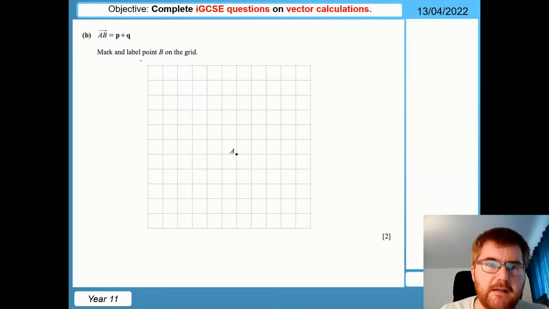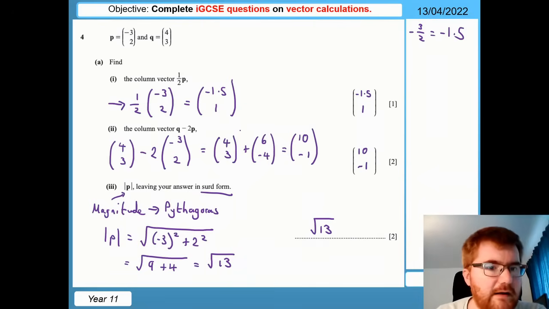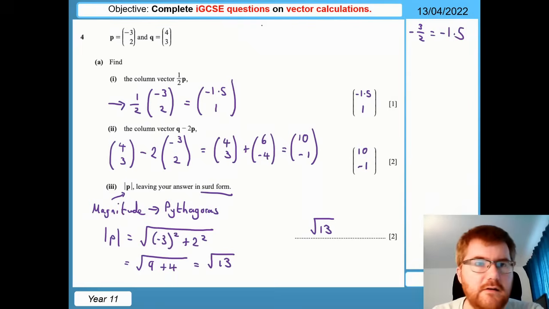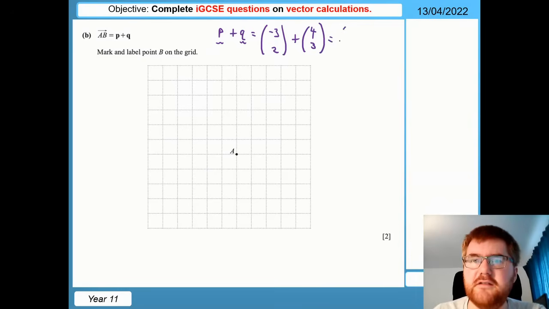plus Q, and then mark and label point B on the grid. So we're starting from A. First of all, I'm going to work out what P plus Q is. So I'm going to write it over here. P plus Q is equal to (-3, 2) plus (4, 3). Add that together. -3 plus 4 is equal to 1. 2 plus 3 is equal to 5.